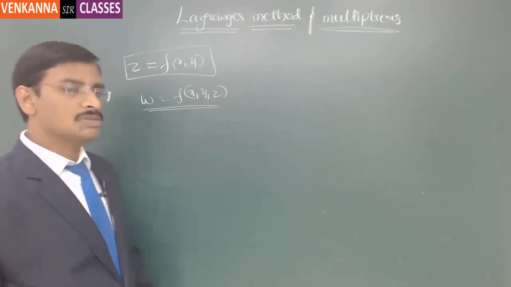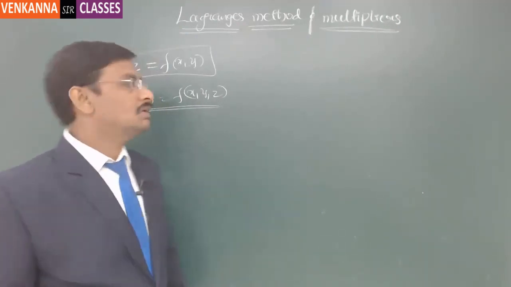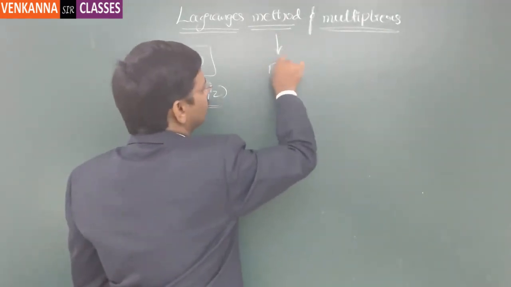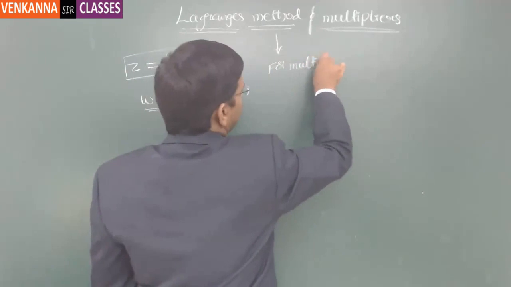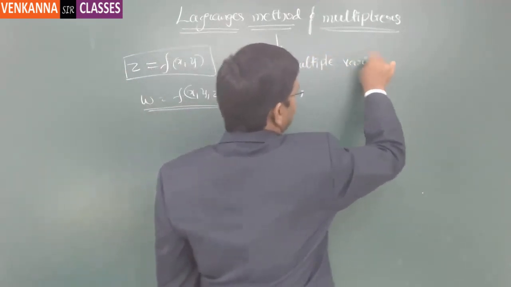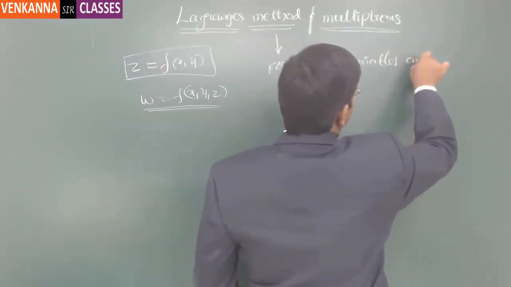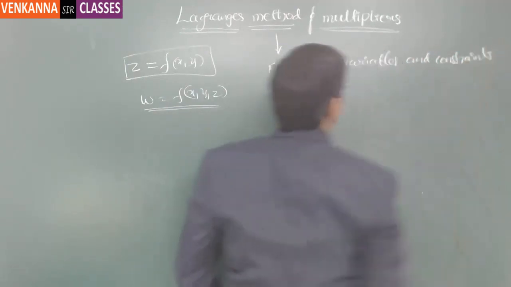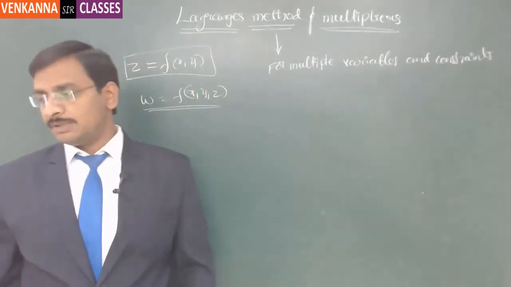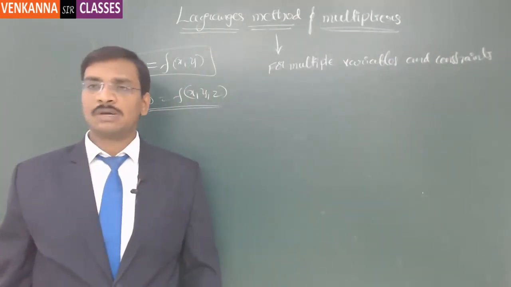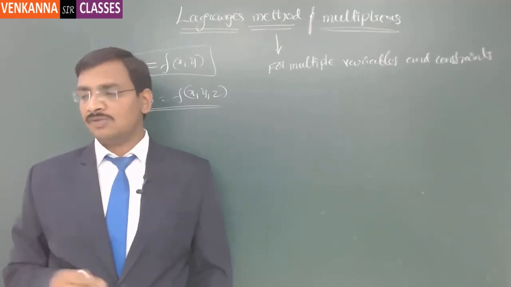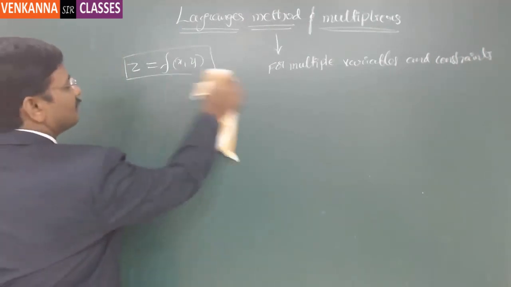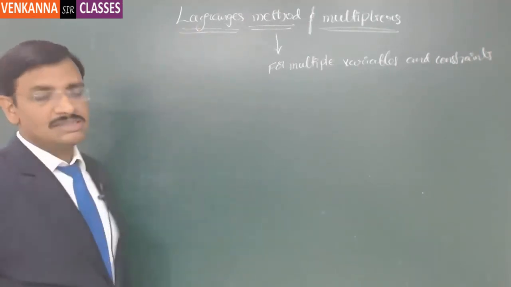Suppose there is a constraint. Lagrange's method of multipliers is applicable for multiple variables and constraints. Till now, whatever we have discussed is applicable only for 2 variables, z equal to f of x comma y, where we find the maximum or minimum value of z. If multiple variables are involved, then Lagrange's method of multipliers is the best method to go. But there is a limitation.